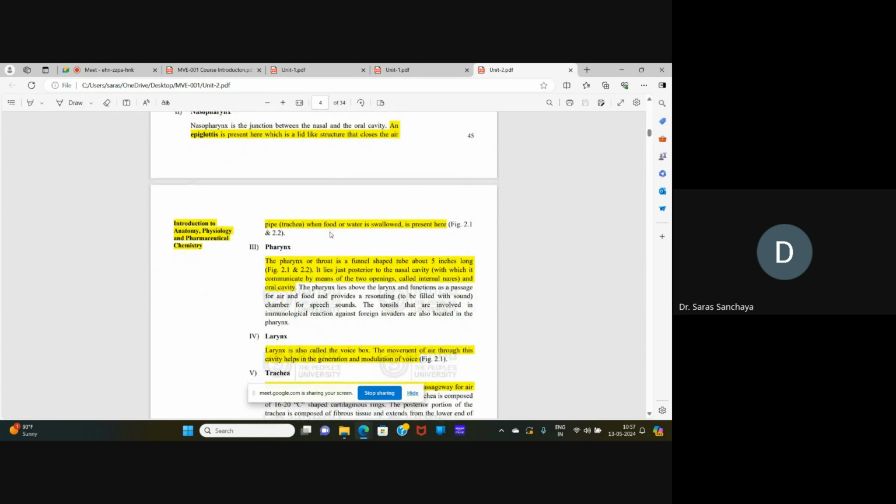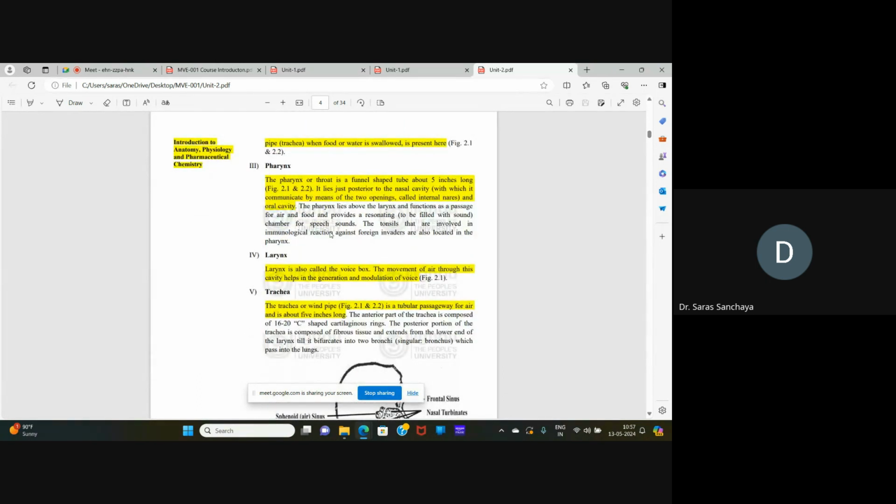Now, pharynx. The pharynx or throat is a funnel shaped tube about 5 inches long. It lies just posterior to the nasal cavity, with which it communicates by means of two openings called internal nares, and the oral cavity. Now, larynx. The larynx is also called the voice box. The movement of air through this cavity helps in the generation and modulation of voice through vocal cords.